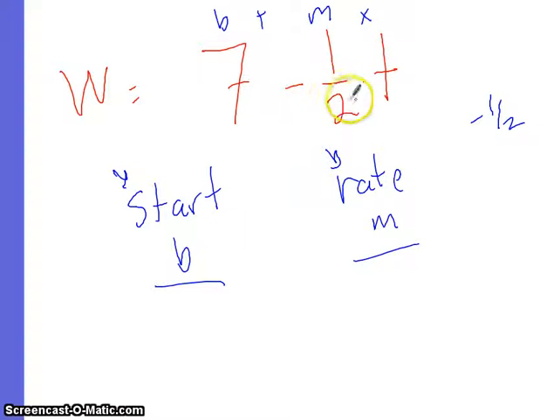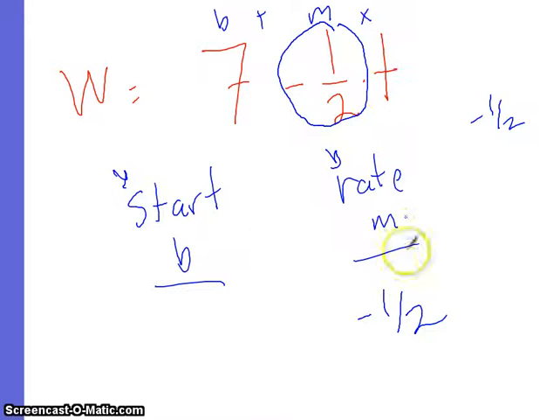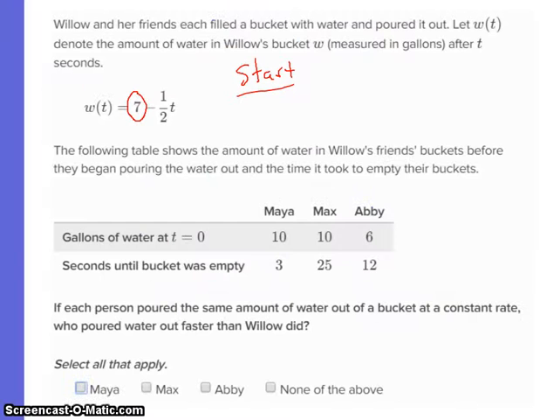In the example 7 minus 1/2 times t, what is the slope? Peter, what's the slope of this equation? Okay, negative 1/2. Good, yes. The slope is here. It's the quantity in the form that's in front of the variable, and it's negative 1/2. And now the intercept, that means I start at 7. So it means that I start with 7 gallons, and then how fast do I lose water? Negative 1/2 gallons per second.